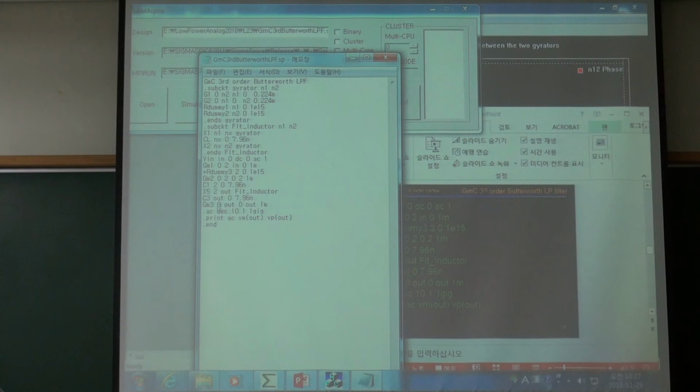This GM3 is 0 out, 0 out. So, you know, this is a controlled branch. Current flows from 0 to ground to out node. And then, yeah, this out is connected to the minus input node, okay? Okay, let's simulate it. Graph.